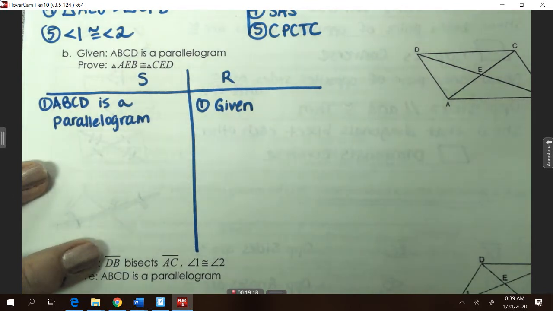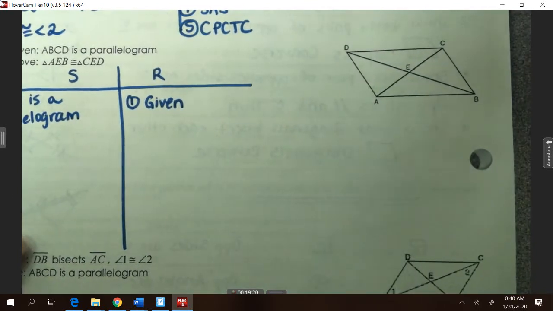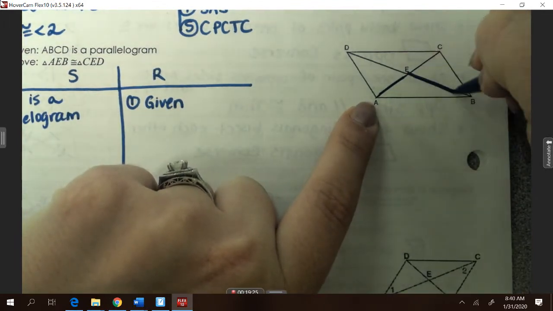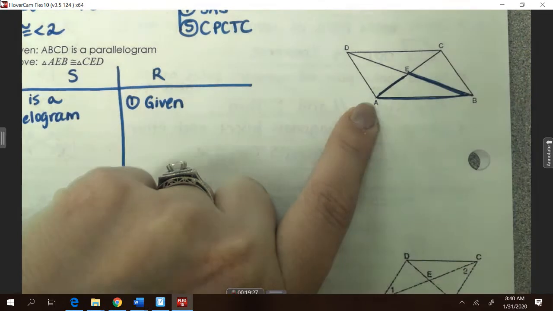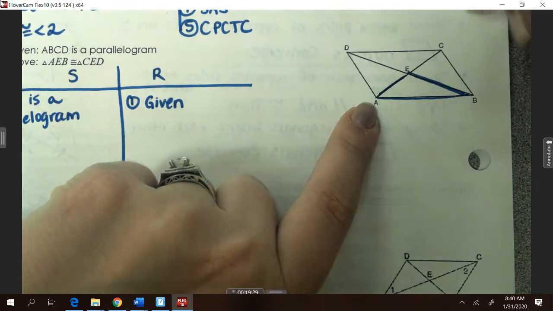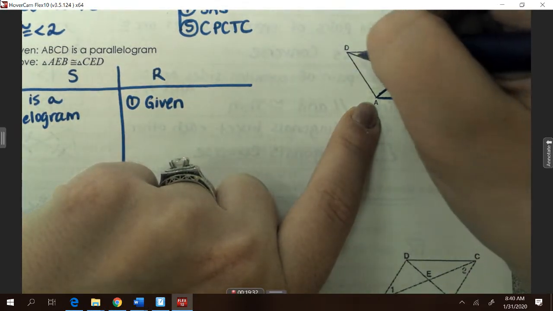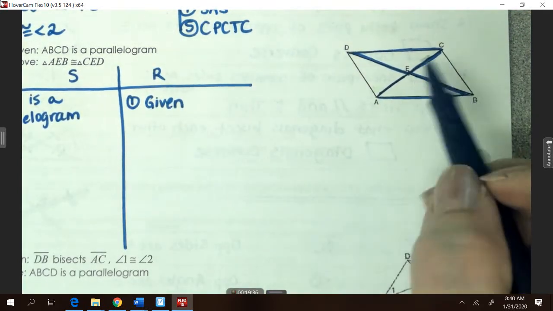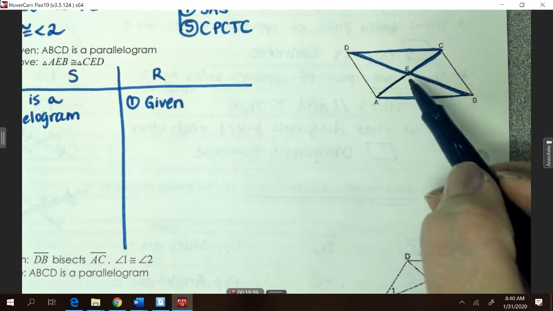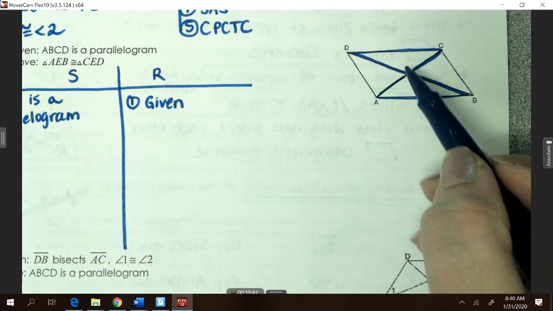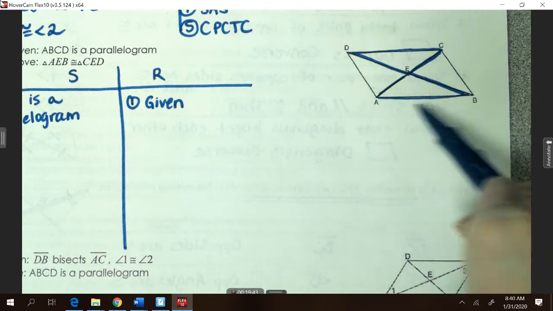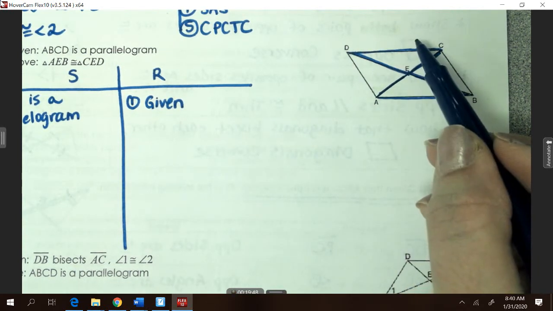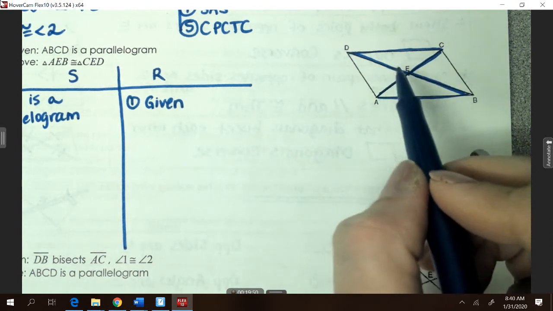And I'm trying to prove what? Let's look at what we're trying to prove. We're trying to prove that AEB, this triangle, is congruent to CED, this top triangle. So I'm just trying to brainstorm here. Right now I see that we have vertical angles, right? So I could use that. I also know it's a parallelogram, so I know that opposite sides are congruent. What's another parallelogram property we could use?